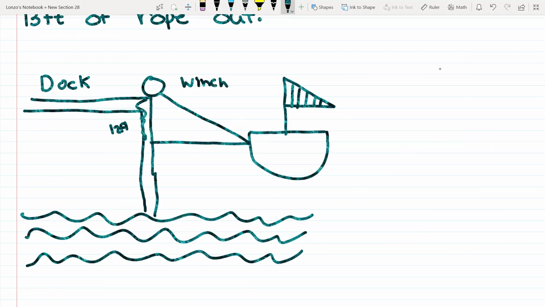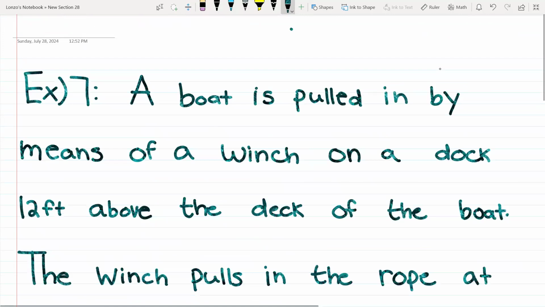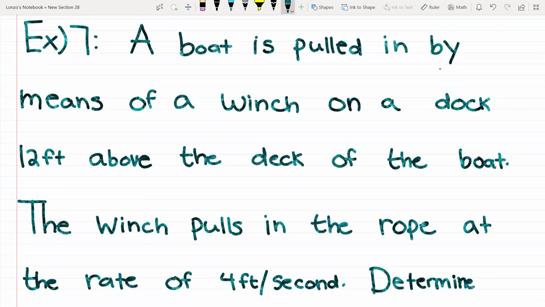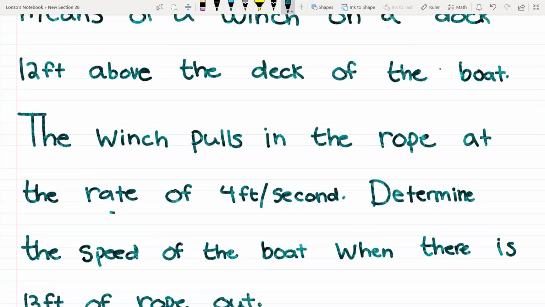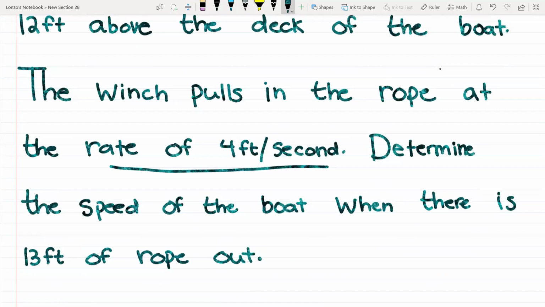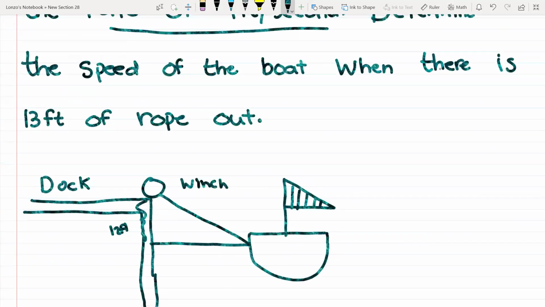And what else? Okay, let's read the problem again. A boat is pulled in by a winch on a dock that's 12 feet above the deck of the boat. The winch pulls the rope at a rate, so rate is a speed of 4 feet per second. Determine the speed of the boat when there is 13 feet of rope out. So they tell us the speed of the winch, so we'll call that dr/dt. Now, as you're pulling it in, the length is slowly getting smaller because eventually it's going to stop. So it's going to be negative 4 feet per second.